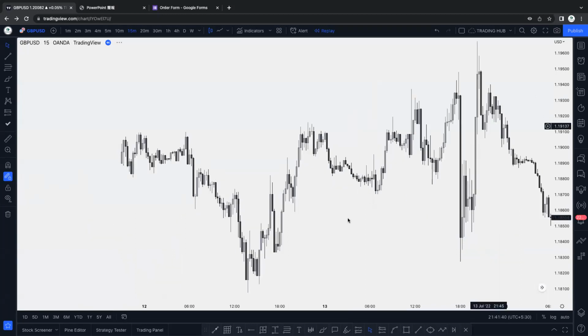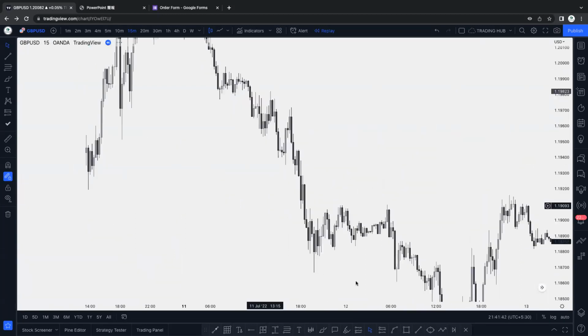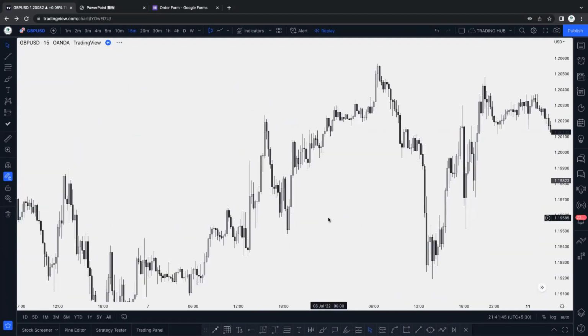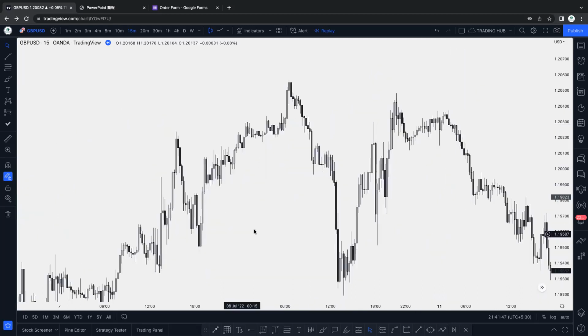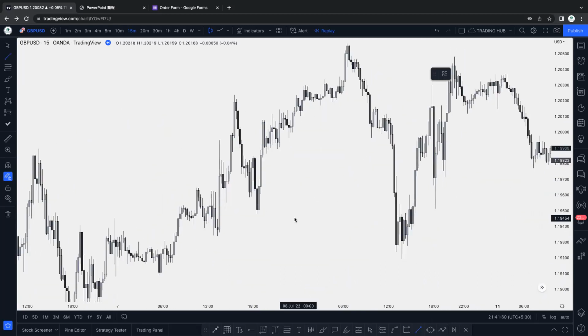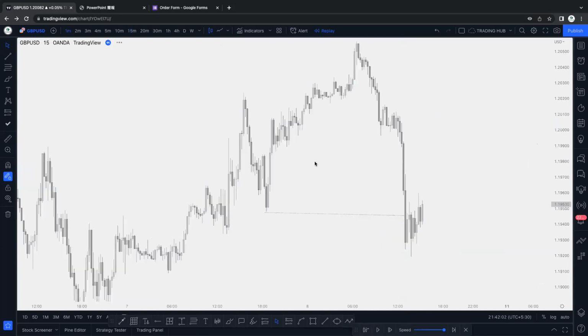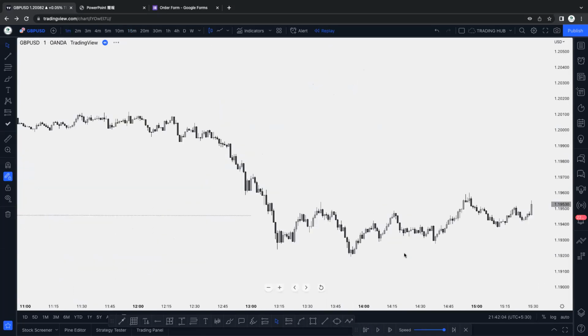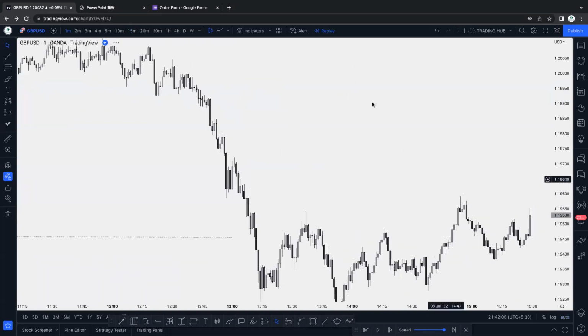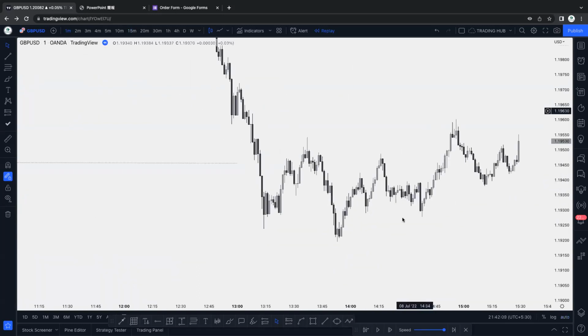This is entry type 3, correct. Yes, we can say here. Break the structure is here, close below it. So at this point, we can... perfect. You can see the market broke the structure here.